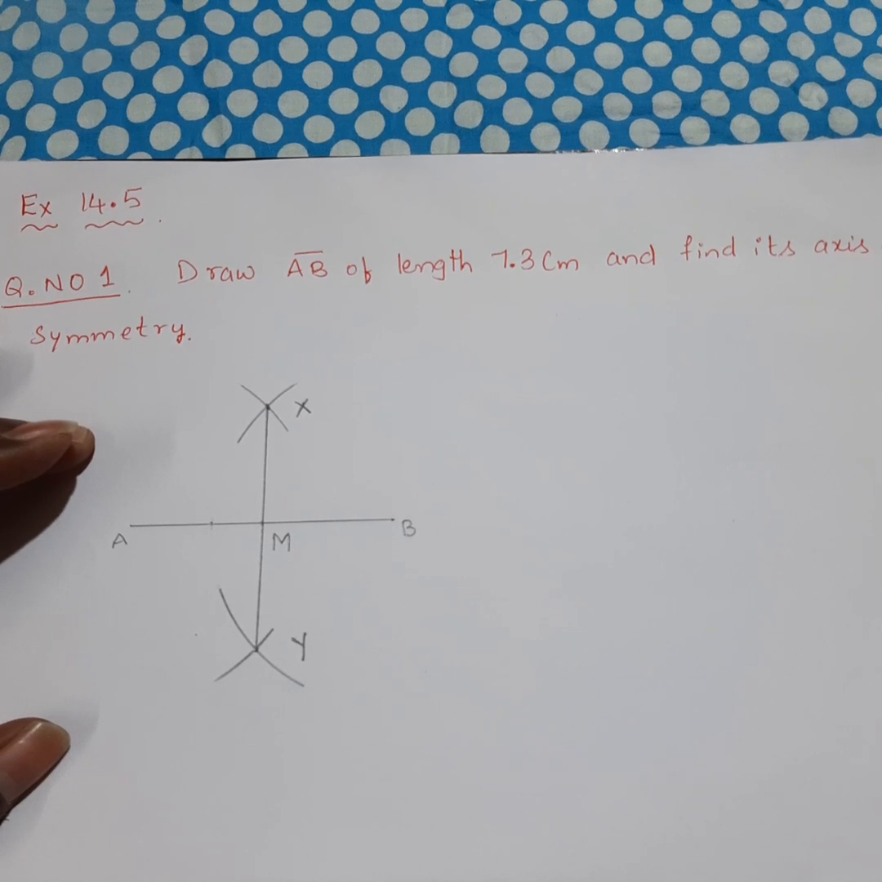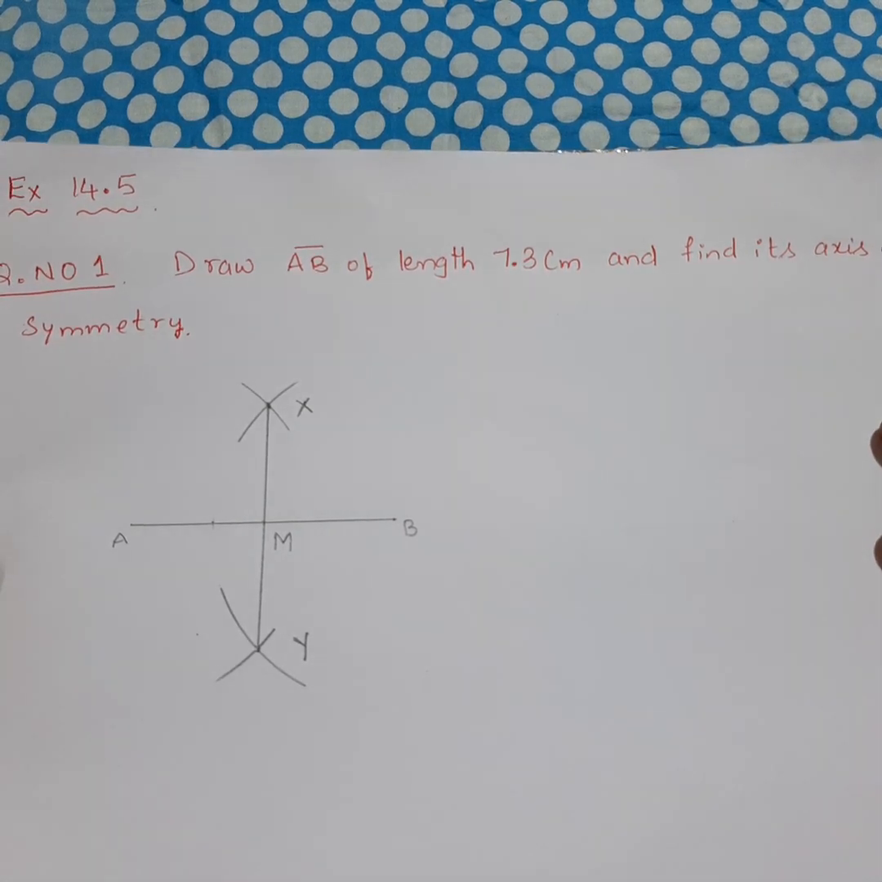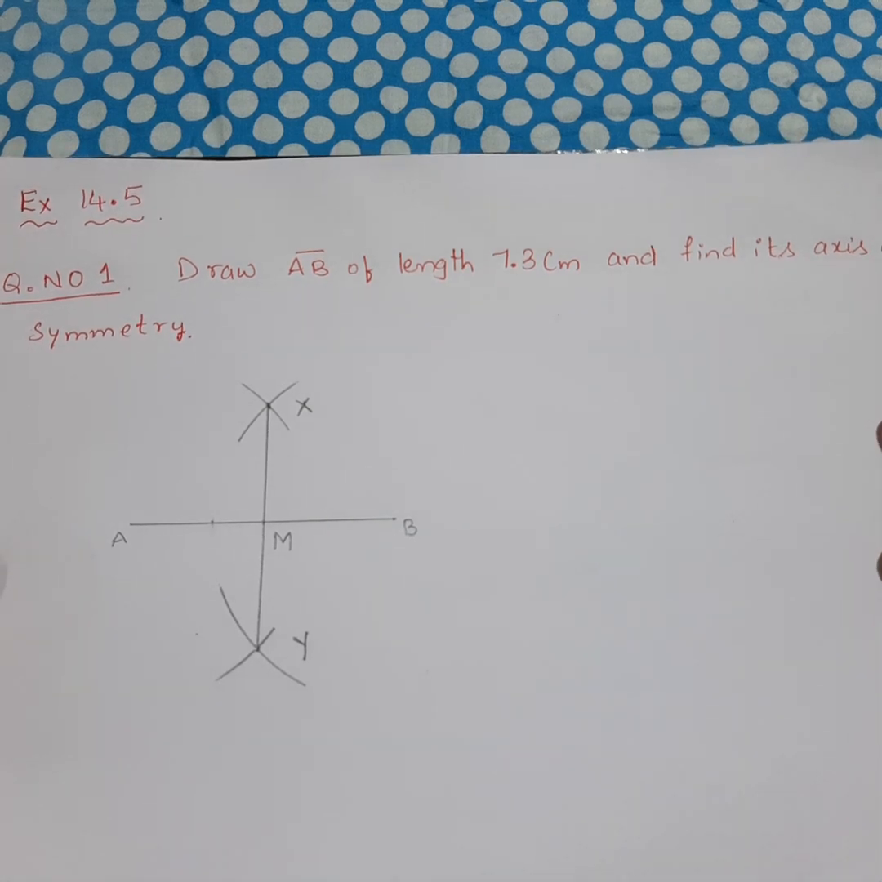What is midpoint? Midpoint means exactly the middle of the line segment AB. So XY is a perpendicular bisector of the line segment AB. That is, it divides the line segment AB into 2 equal parts, and as well it makes an angle with line segment AB of 90 degrees. Clear?